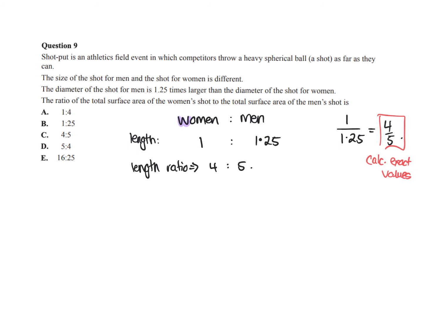Okay, so then what they want though is they want the surface area ratio. So any area ratio, doesn't matter if it's surface area or not, will be the length ratio squared. So 4 squared is 16 and 5 squared is 25. So we get the answer E.